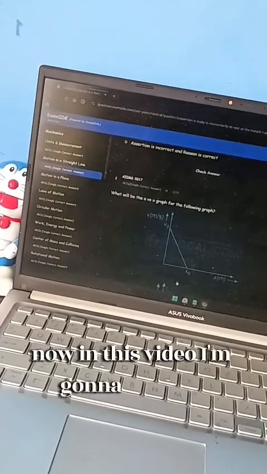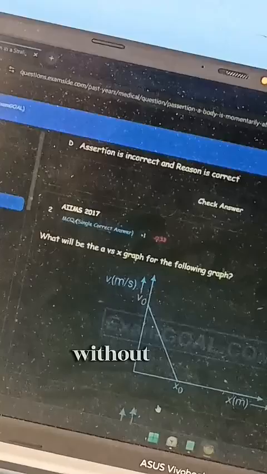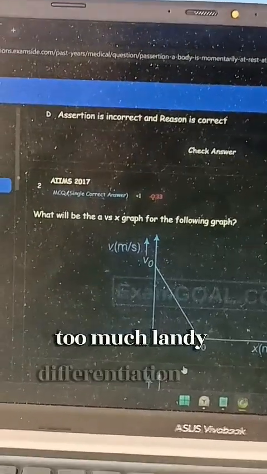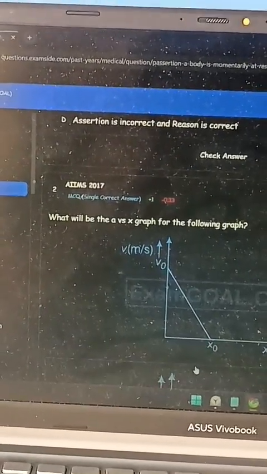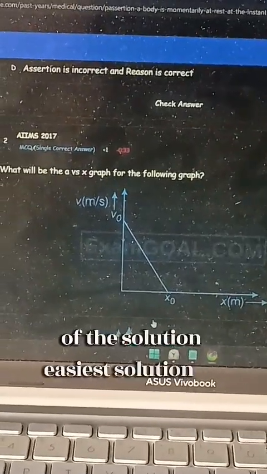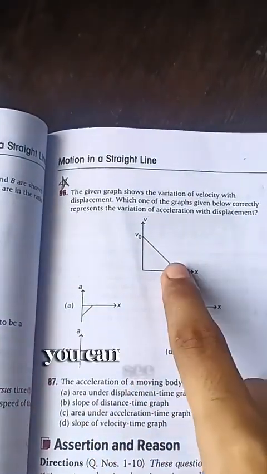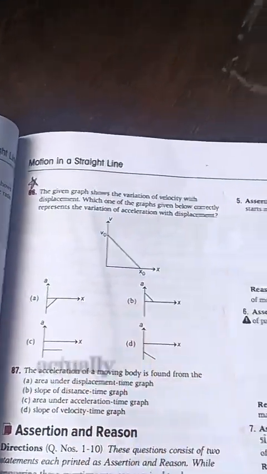Now in this video, I am going to give you the easiest solution of this question, without involving the lengthy differentiation that most of the solutions on the internet use. Let's have a look at the easiest solution of this question. For reference, I have opened this same question in the book. You can see this is the question. These are the four options that are present on the screen.